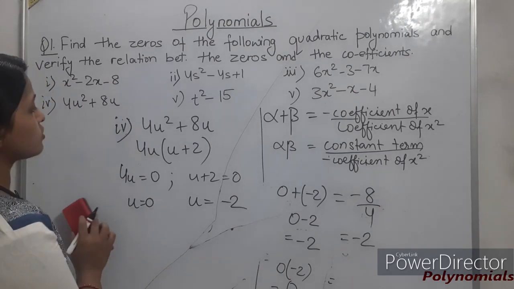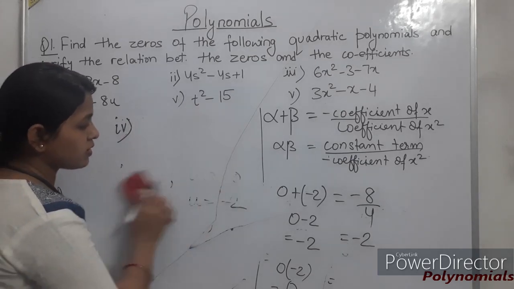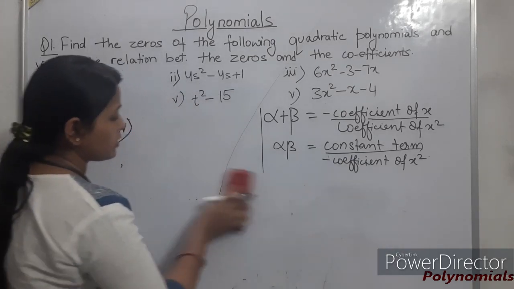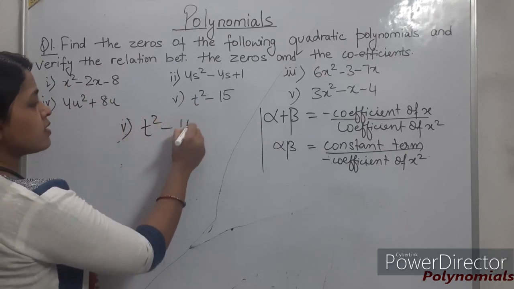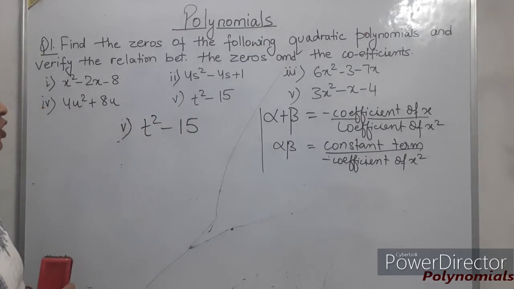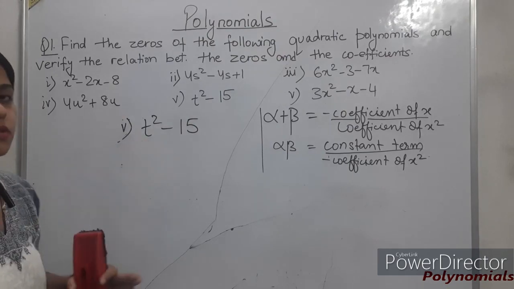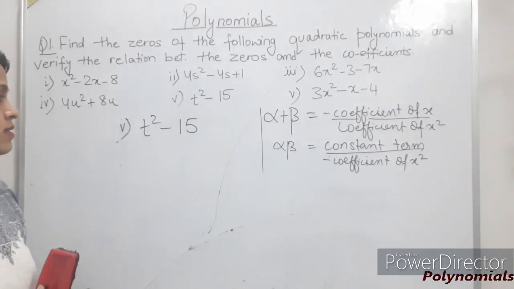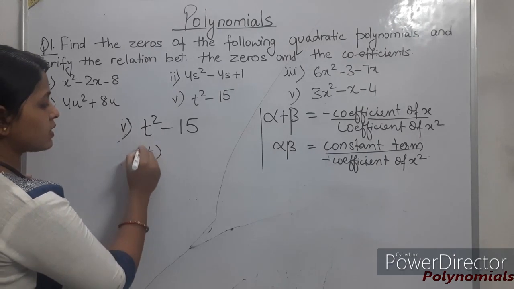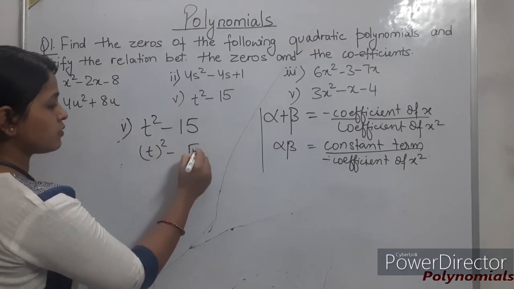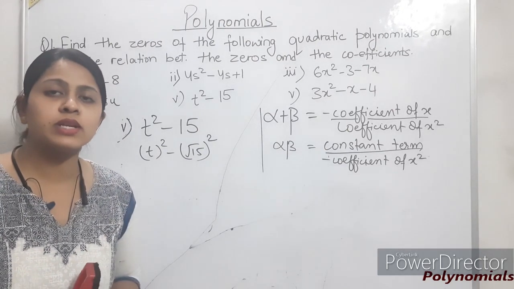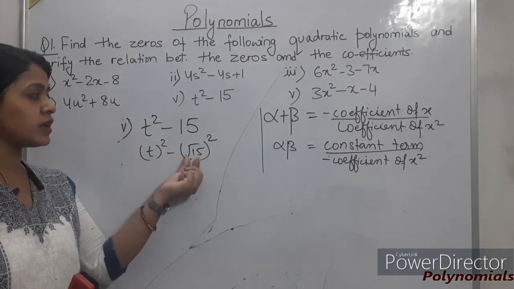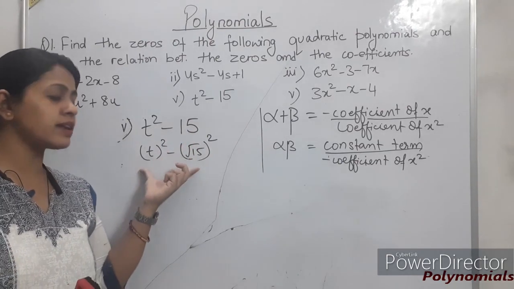Now let's talk about question number 5. Question number 5 is in square form, okay. Question number 5 is t square minus 15. तो हम यहाँ देख रहे हैं एक क्वेश्चन हमारा स्क्वायर फॉर्म में है एंड दूसरा कांस्टेंट है, तो हम इसे लिख सकते हैं टी स्क्वायर माइनस रूट 15 स्क्वायर, root 2 into root 2 is equal to 2. Likewise, root 15 into root 15 is equal to 15. So we can write it like this.